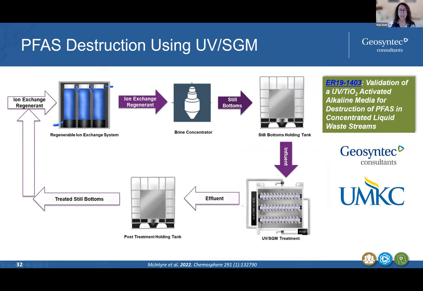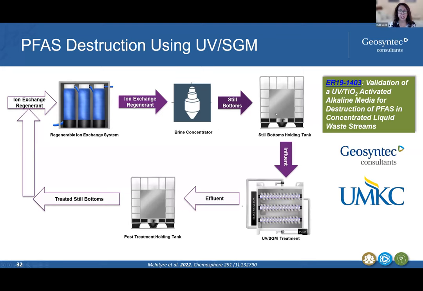This next technology is a two-step process. This is work that we're doing in collaboration with a young, brilliant professor at the University of Missouri, Kansas City. Her name is Megan Hart. And this is a two-step technology that relies on PFAS immobilization on a granular media. And this granular media has an embedded catalyst. And when you expose it to UV, the catalyst then breaks down PFAS completely.